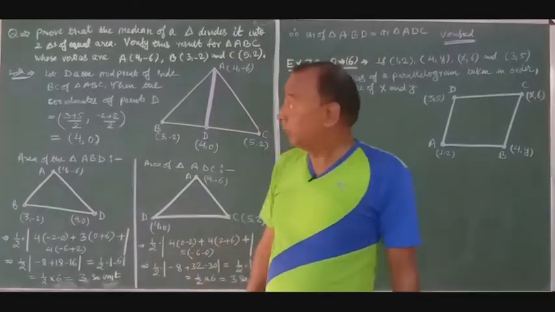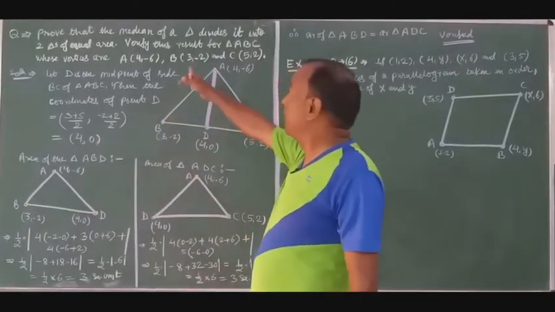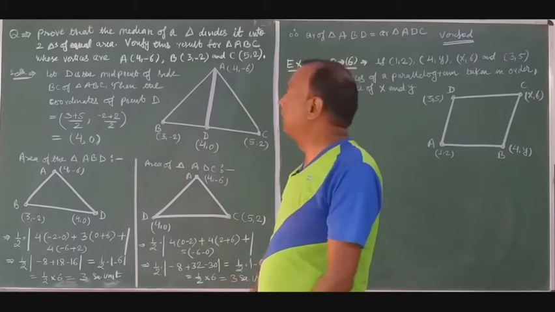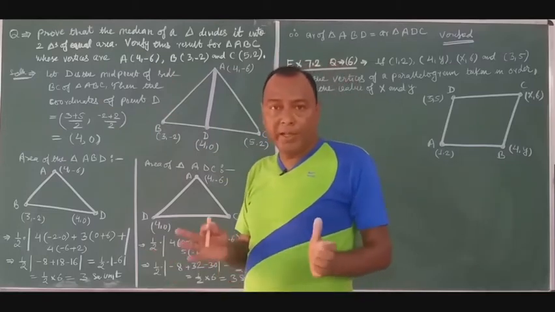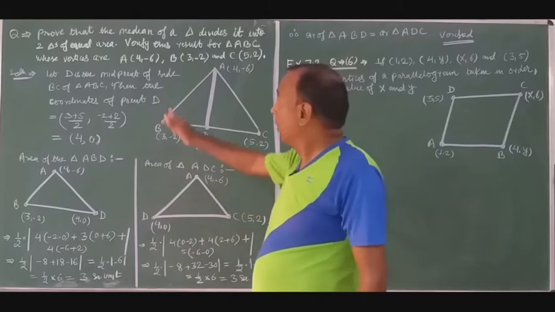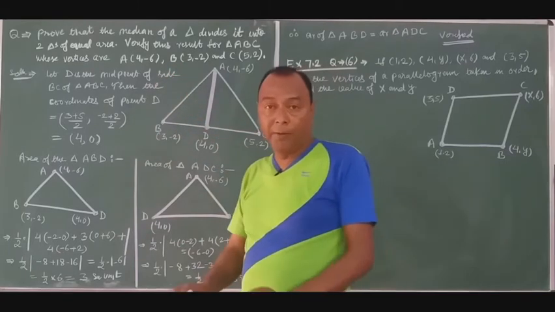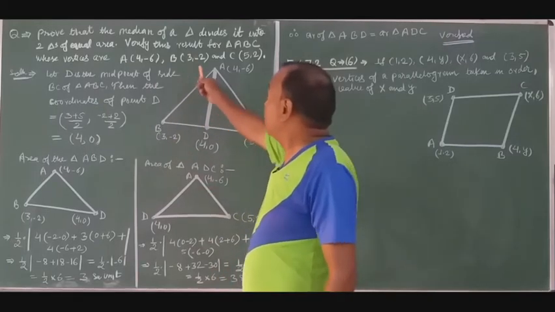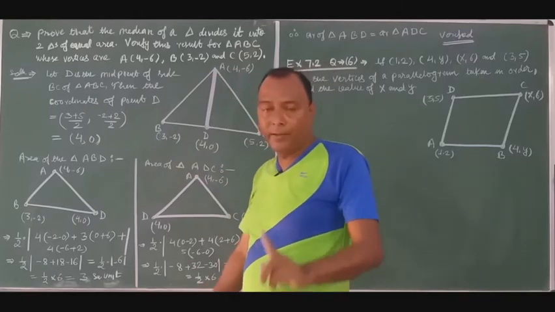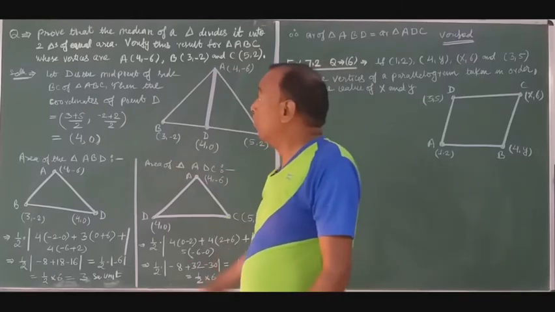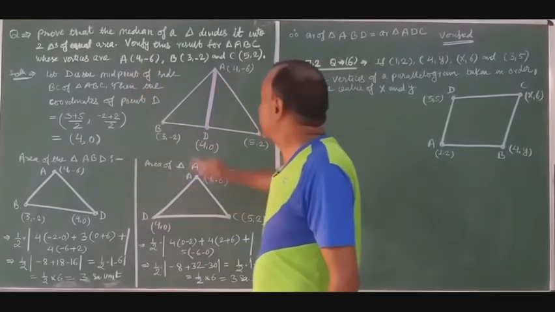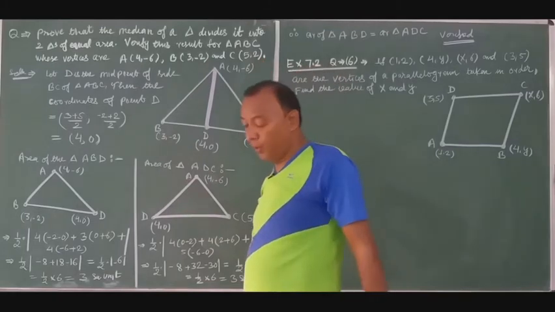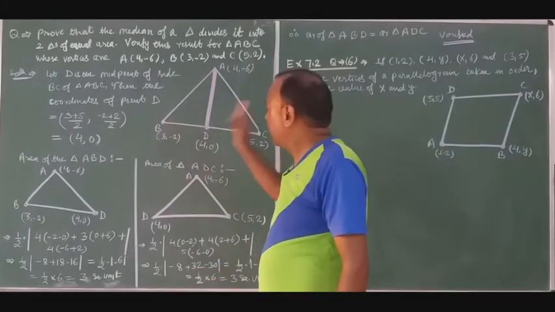Now this is the next question. Prove that the median of a triangle divides it into two triangles of equal area. This you have studied in class 9. Prove that the median of a triangle divides it into two triangles of equal area. To verify this result, you have to verify it for triangle ABC, whose vertices are given: 4, minus 6, 3, minus 2, and 5, 2. This is the triangle ABC.